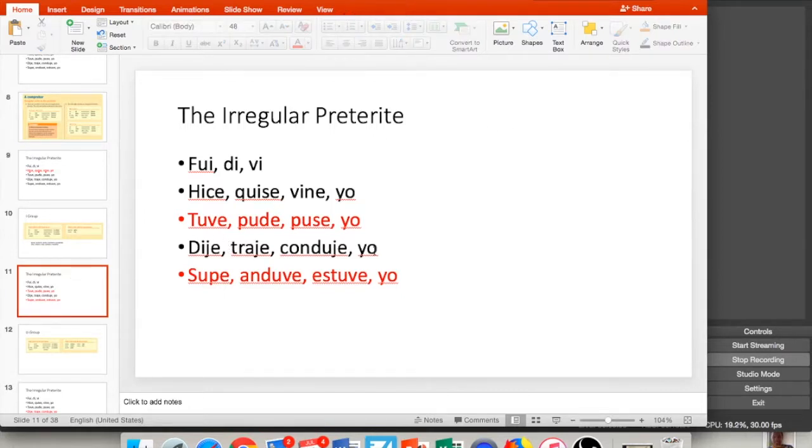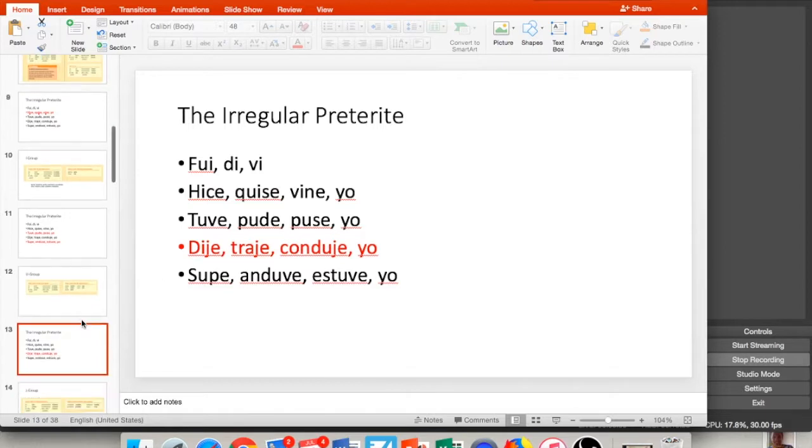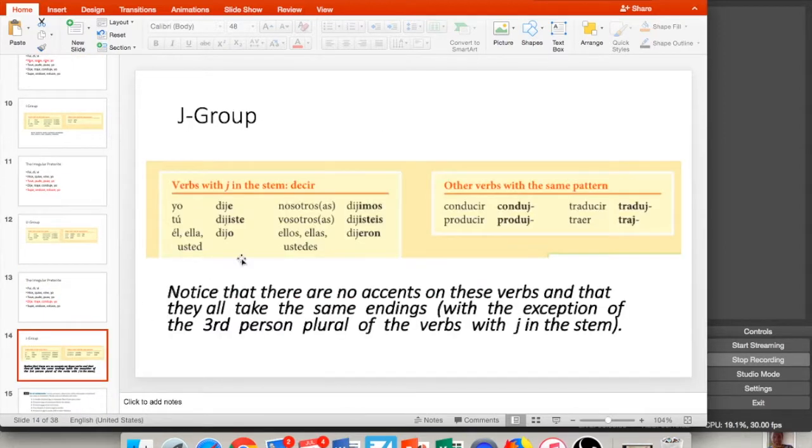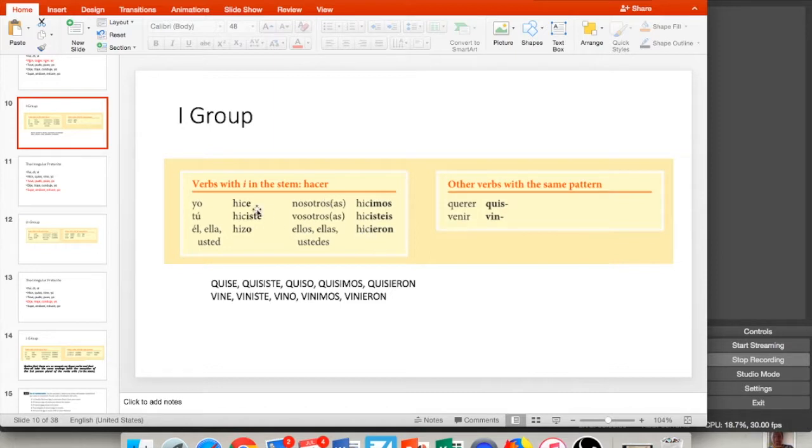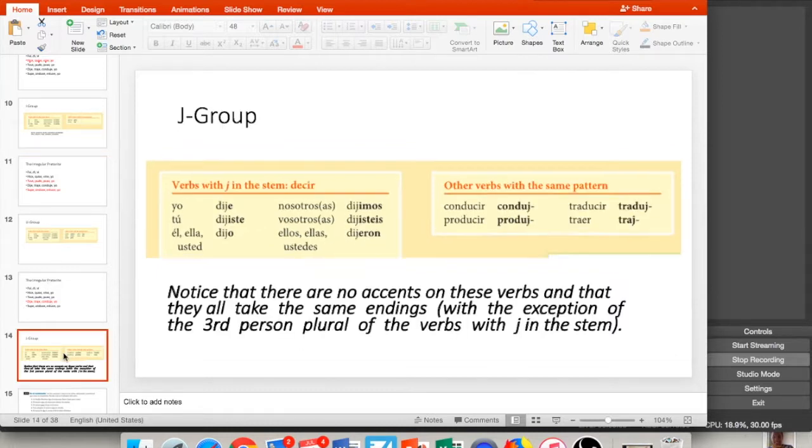So, fun fact there. Okay, and then finally, we're going to talk about this group, dije, traje, conduje, yo. You might have guessed we call this the J group, hence the J in each of these. Okay, so the J group's a little weird. Your endings for the J group are the same, e, iste, o, imos, isteis, except for this last one. And you're probably thinking, well, it looks the same. Go back over here. Notice this ending, we have e, iste, o, imos, isteis, but here we have ieron with an I, I-E-R-O-N, ieron. Whereas over here in the J group, we just have eron. There's no I there.